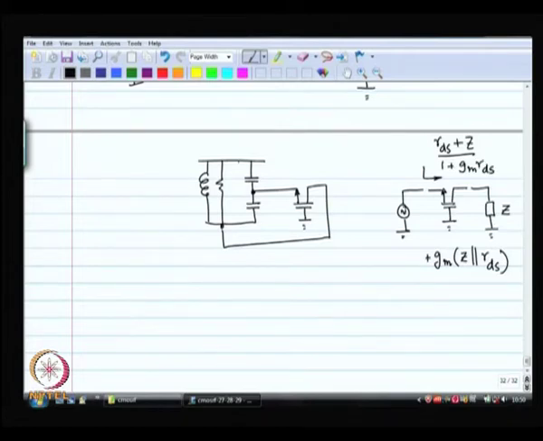If Z is small enough, let us say if Z is 0, then the input resistance, input impedance is approximately equal to 1 by GM, okay, if Z is small. All right. So, that is what I have got.